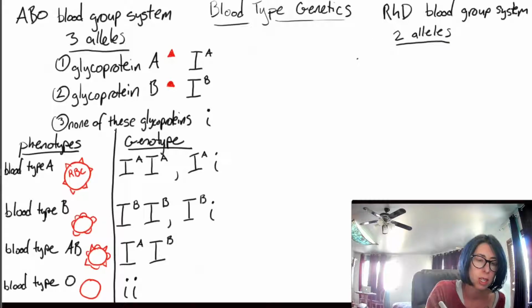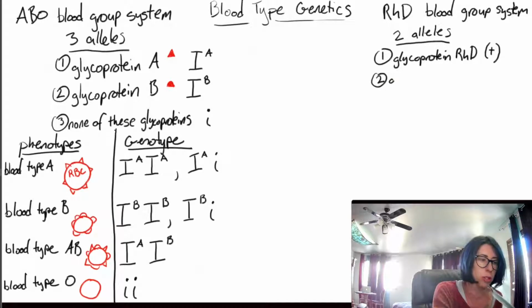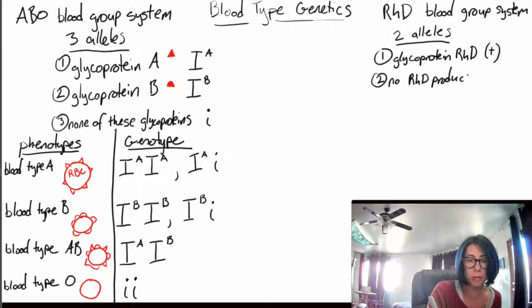So here are the two alleles. One allele results in the production of glycoprotein RHD, and we call that positive. Positive for RHD glycoprotein. And then the other allele is the allele for no RHD glycoprotein production. And that would be considered negative.